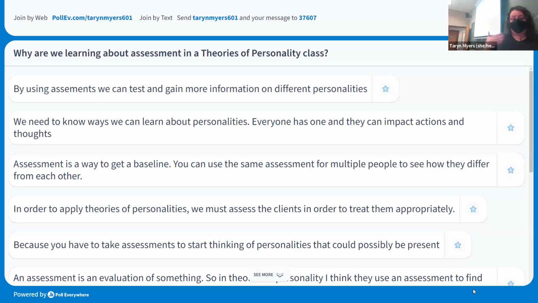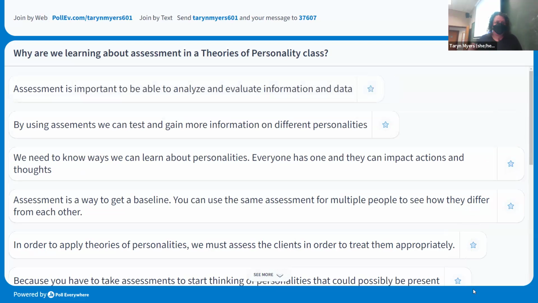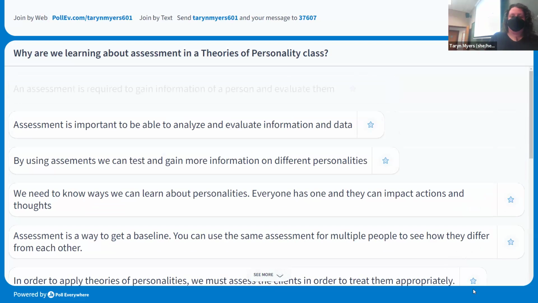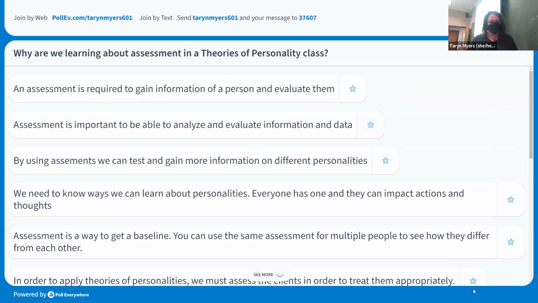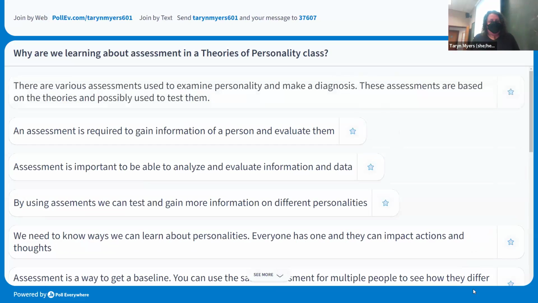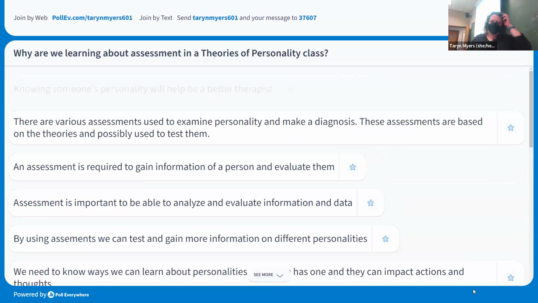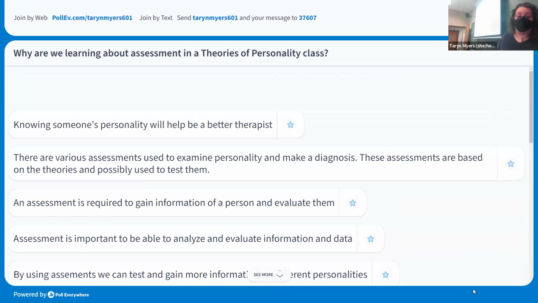Assessment is a way to get a baseline. You can use the same assessment for multiple people to see how they differ. Yes. We need to know ways we can learn about personalities. Everyone has one. They can impact actions and thoughts. By using assessments, we can test and gain more information. It's important to be able to analyze and evaluate information and data. It's required to gain information of a person and evaluate them. And there are various assessments used to examine personality and make a diagnosis. These assessments are based on the theories and possibly used to test them.